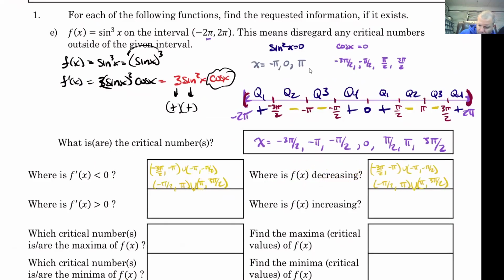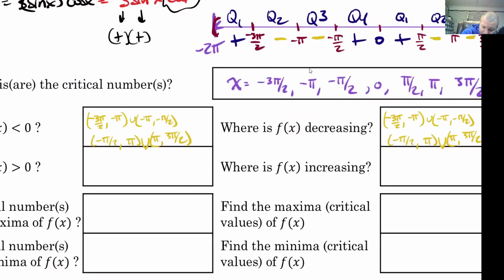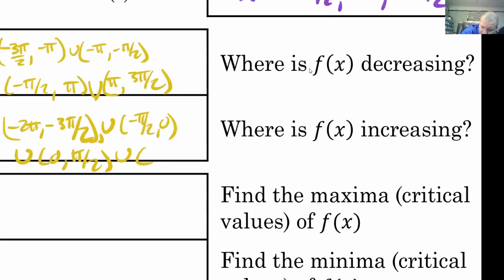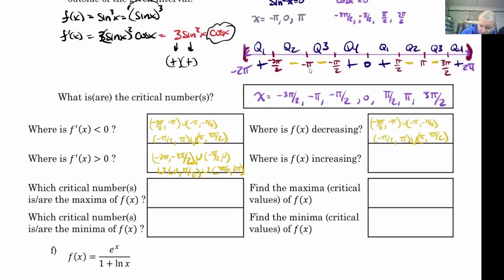All right, where are we increasing, or where are we positive? From negative 2 pi to negative 3 pi over 2. Then again, union from negative pi over 2 to 0, union 0 to pi over 2, union 3 pi over 2 to 2 pi. So this is where our function is going to be increasing.